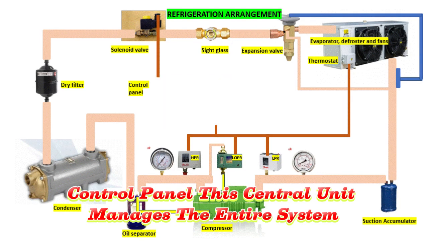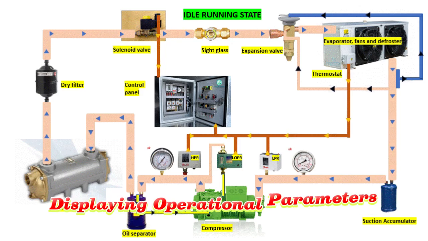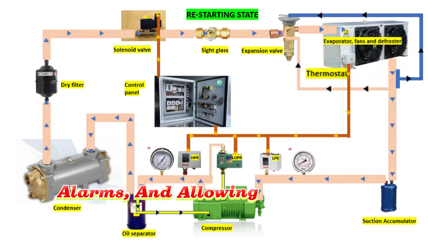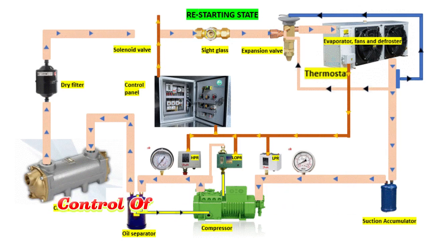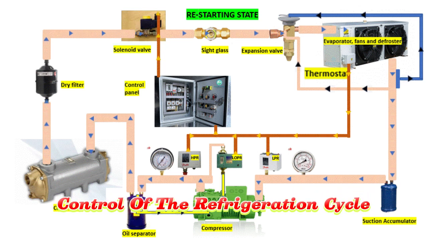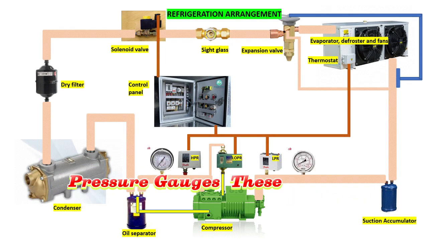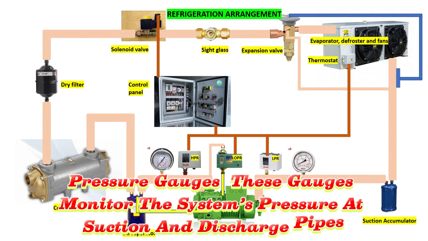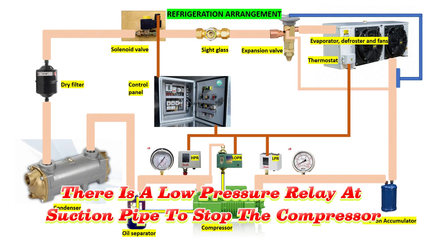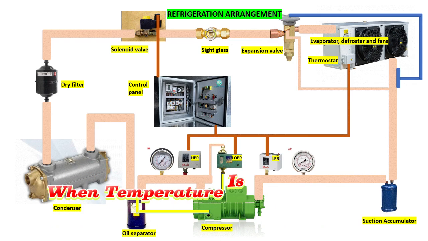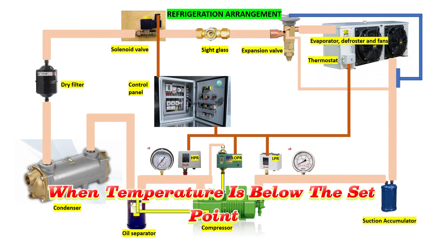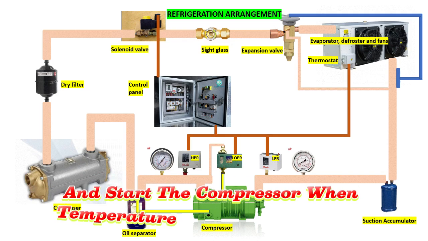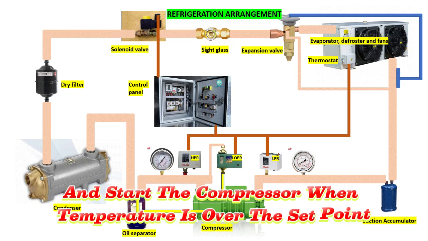Control panel: this central unit manages the entire system, displaying operational parameters and alarms, and allowing manual or automatic control of the refrigeration cycle. Pressure gauges: these gauges monitor the system's pressure at the suction and discharge pipes. There is a low-pressure relay at the suction pipe to stop the compressor when the temperature is below the set point, and start the compressor when the temperature is over the set point.